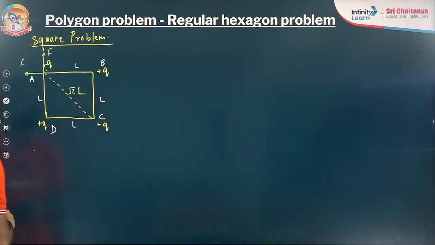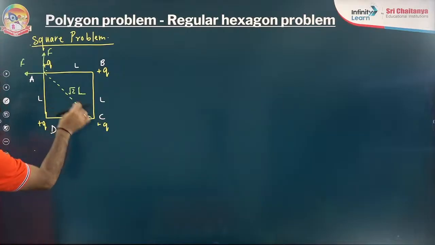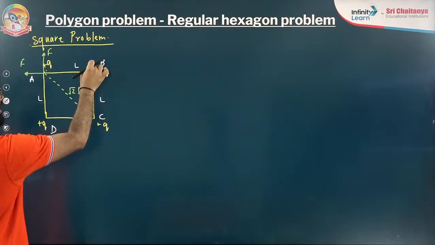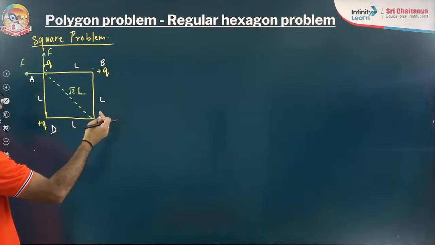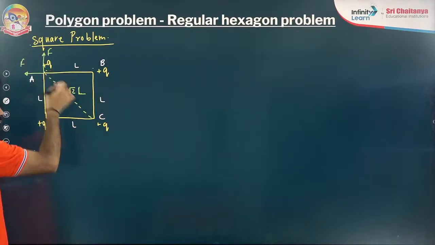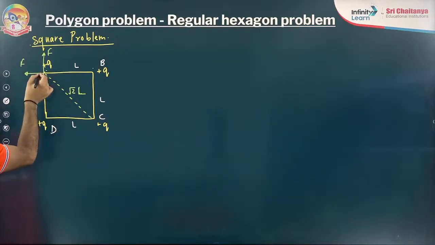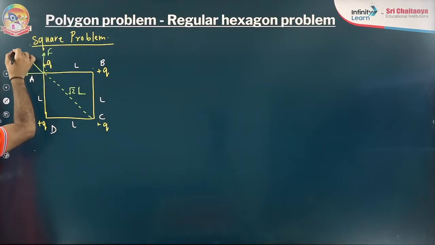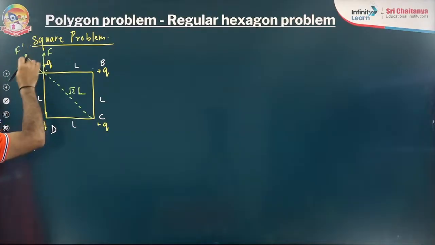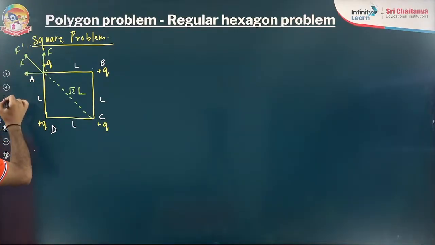Very, very basic concept I'm telling you. This is root 2L, because by Pythagoras theorem, this is L square plus L square, that becomes 2L square. If we take the root, that is equal to root 2L. If this distance is root 2L, then this force is also repulsive. It is outward, and I am calling it F prime. I want to calculate the net force acting on this particle.